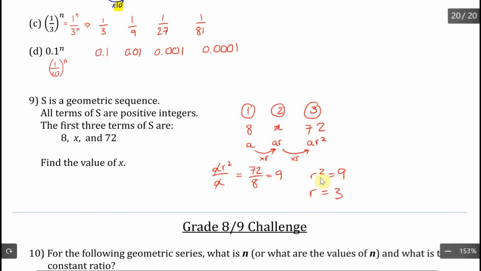Now, you could say that the square root of 9 could be negative 3 as well, and you'd be right. But because they tell us all of these terms are positive, if we said that r was negative 3, if we times 8 by negative 3, we would get a negative number here. But because they've told us they're all positive, r must be positive 3, and x must be 24.